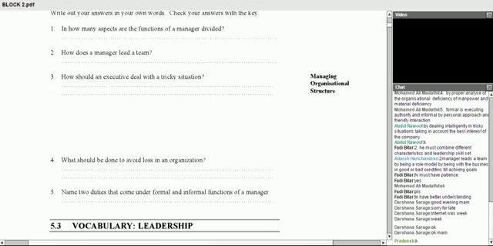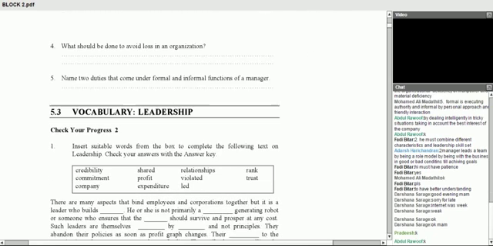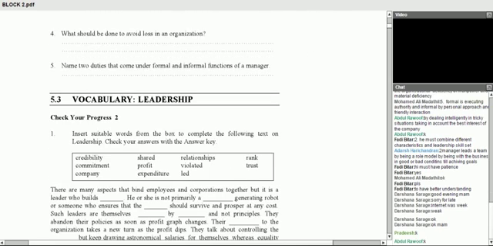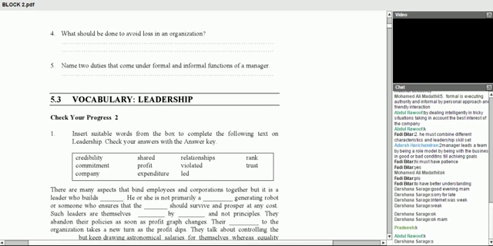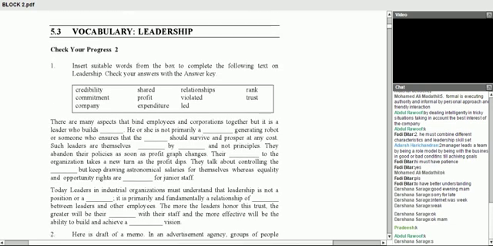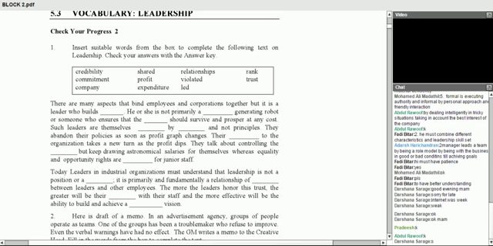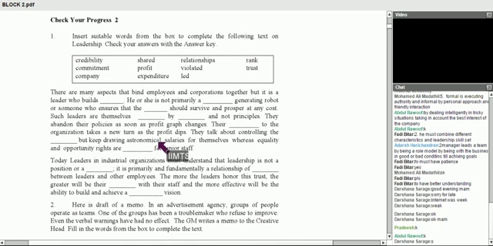Fine. Shall we move to the next part? Now, vocabulary leadership. Insert a suitable word from the box to complete the following text on leadership. Check your answers with the answer key. I'm going to share the answer key once you are done with this. Now, I'm going to read this for you and then you can choose the suitable word.